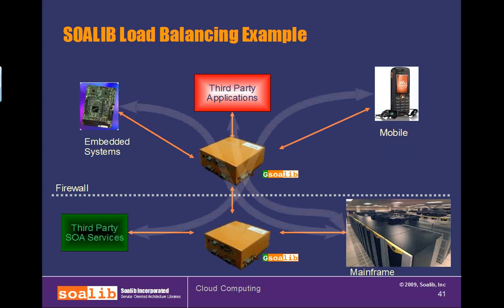In this example, we are focusing on load balancing. There are two SOALIB servers, one inside the firewall and one outside the firewall. We created a tunnel from the outside firewall to the inside firewall SOALIB server. After the tunnel is created, this mobile system can now talk to the embedded system, the mainframe and SOALIB services, which was not possible before.